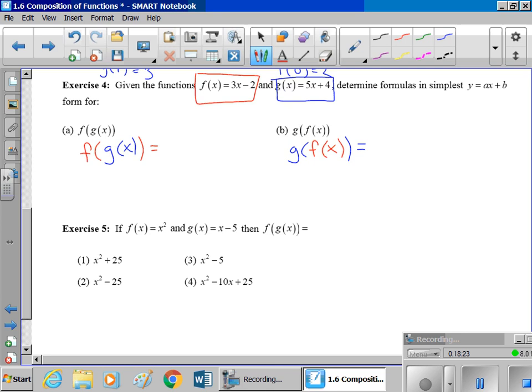All right, so let's write down f of x, but where there's an x, we're going to put parentheses. See, so all we do is rewrite it and we put parentheses in there. But now what we're going to put in those parentheses is whatever we have for g of x. So the 5x plus 4 is going to go inside. And then we're simply just going to use our distributive property and simplify it. So 3 times 5 is 15x.